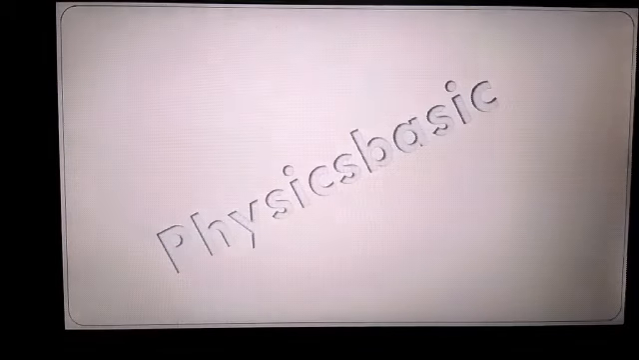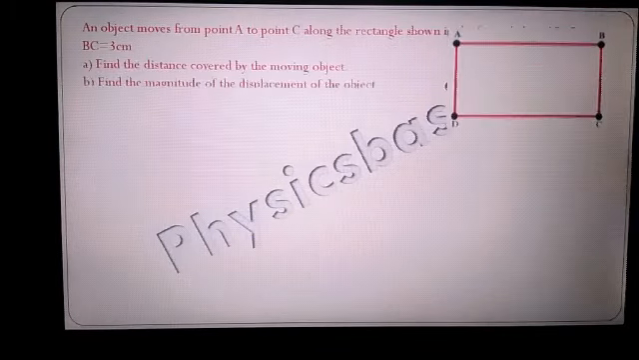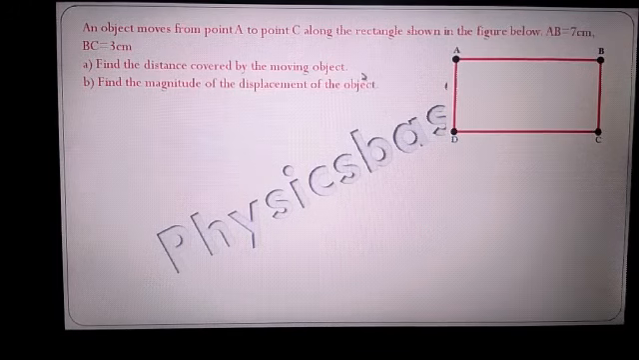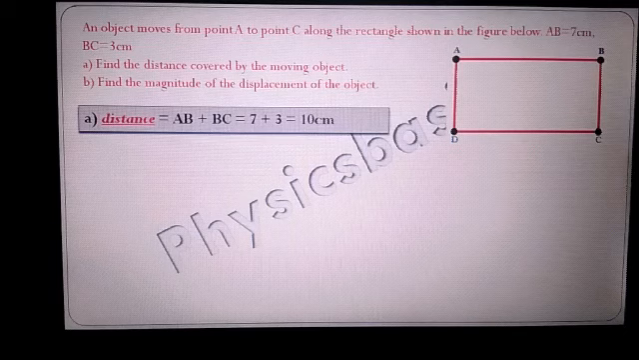Next example is, an object moves from point A to point C along the rectangle shown in the figure below. Here AB is given as 7 cm and BC is given as 3 cm. Now again you have to find the distance and the displacement. Distance is again the total path. Whenever it goes to C, it will go through point B. So the distance will be AB plus BC, that is equal to 7 plus 3, 10 centimeter.